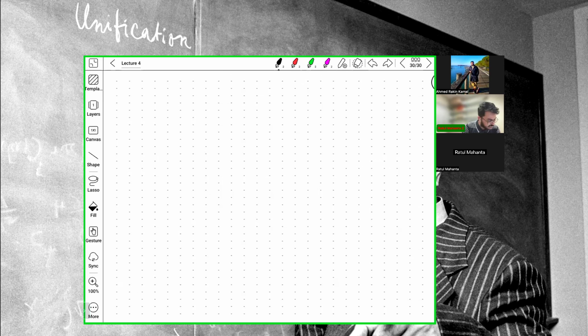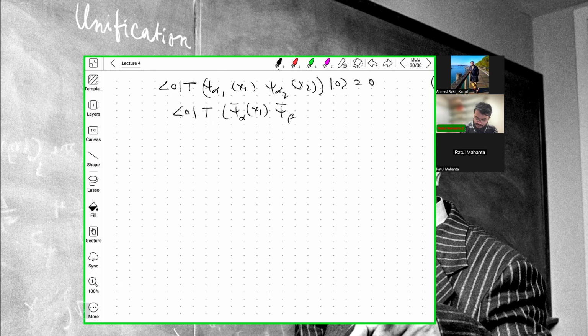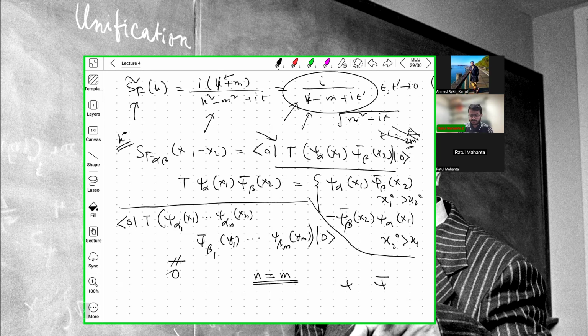Immediately, what will it lead to? The correlator of psi alpha 1 at x1 and psi alpha 2 at x2 will be 0, because both of them are psi fields, no psi bar fields. Also the correlator of psi bar beta 1 at x1 and psi bar beta 2 at x2 vanishes, because both of them are psi bar fields. So it means that the only non-vanishing components are those with an equal number of psi and psi bar.